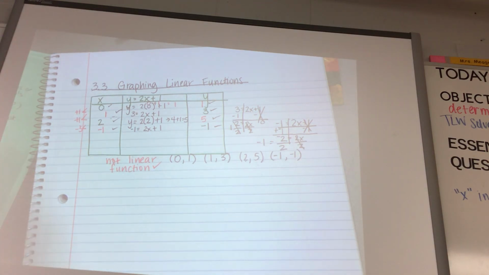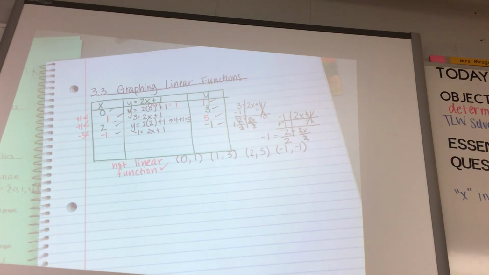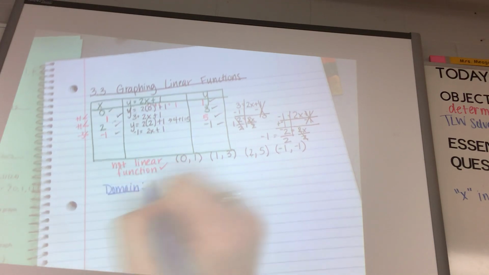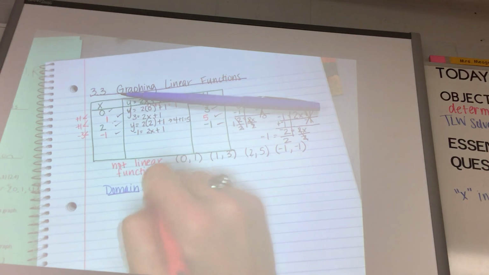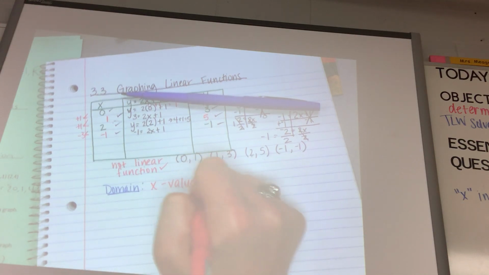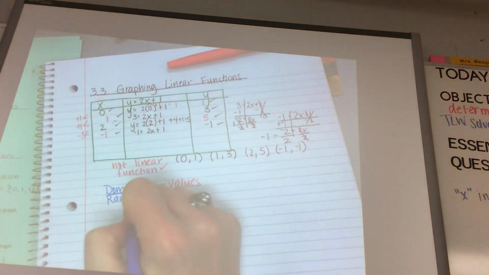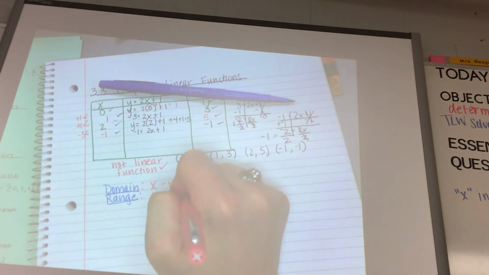What we need to do first is review what the domain is. All right, so if I were to ask you what's the domain in a function, hopefully you would be able to tell me, is it the x or the y? It is our x values. Okay? And what is the range? Those are our y values. Okay?